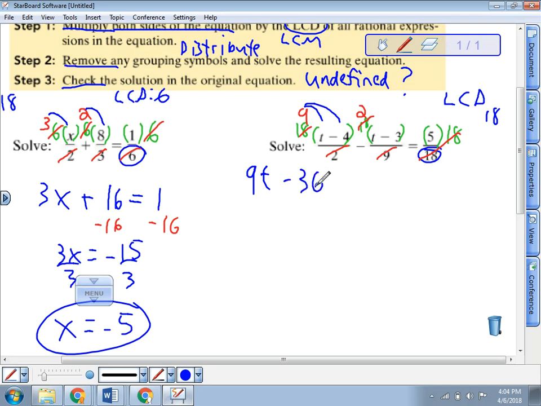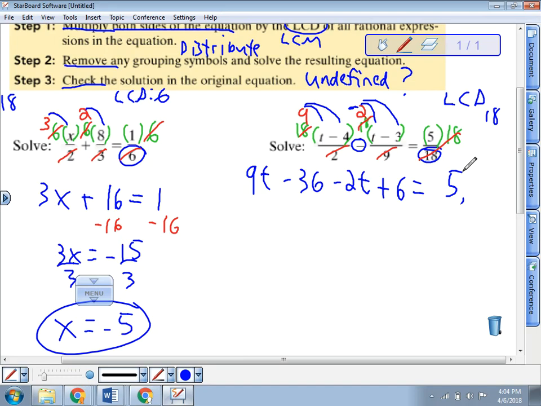And then over here, this negative goes with that 2. So it's negative 2 times t, which is negative 2t. And then negative 2 times negative 3 is plus 6. And then that equals 18. Equals 5. The 18 cancels out. I just have the 5 left.